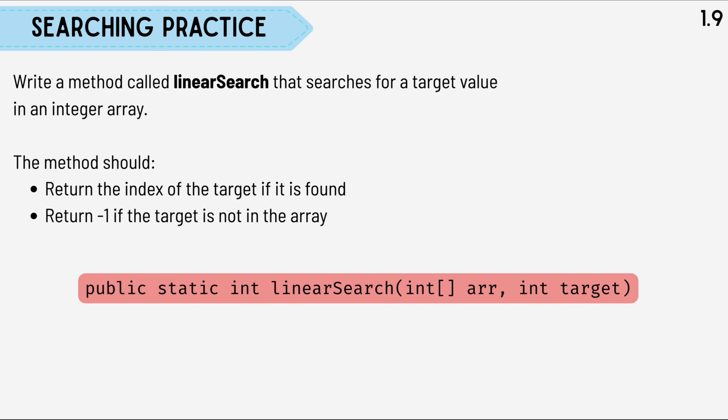Next, we have searching practice. Now, just using your common sense and what you have now, try to write something like this. It's a linear search where we're searching for a target value, so you traverse through the array, and if you find the target value, then you return the index of the target value. If not, you return -1. So I'm hoping you pause it and try it in your IDE and write it down.